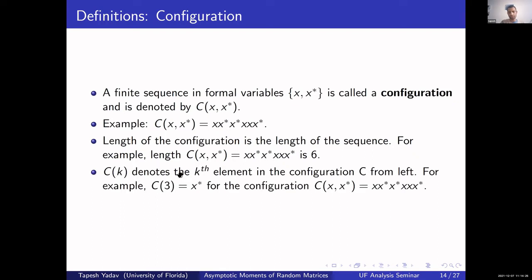C_k denotes the kth element in the configuration C from the left. For example, C_3 is x star for this configuration, because x star appears at the third place from the left.